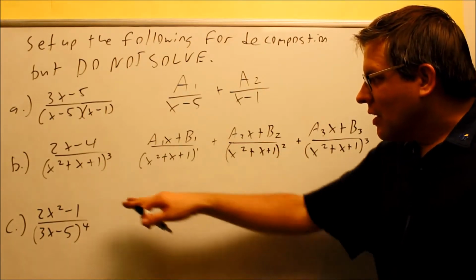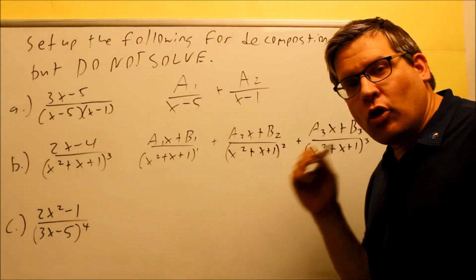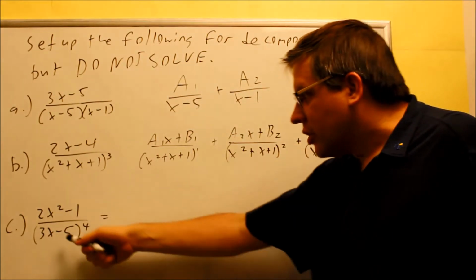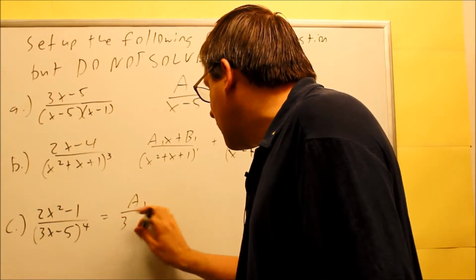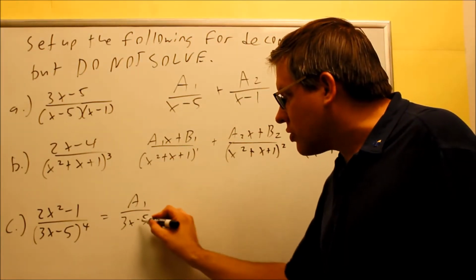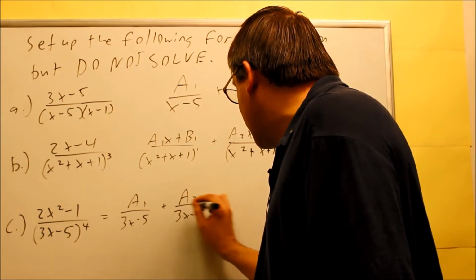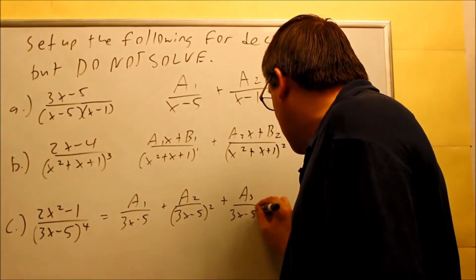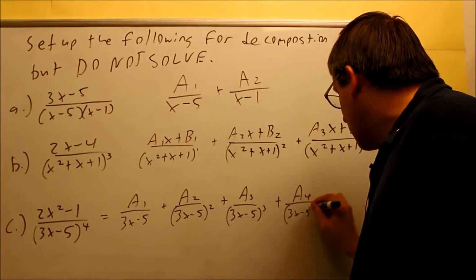That's rule number 3. Now in this one, we have a linear factor that's raised to a power. That's an example of rule number 2. For rule number 2, we don't have to put the x's on top like last time because it's linear on the bottom. You're just going to use regular constants. So I have a1 over 3x minus 5. Again, I could show it to the first power, but I don't need to. Plus a2 over 3x minus 5 to the second power, plus a3 over 3x minus 5 to the third power, plus a4 over 3x minus 5 to the fourth power.